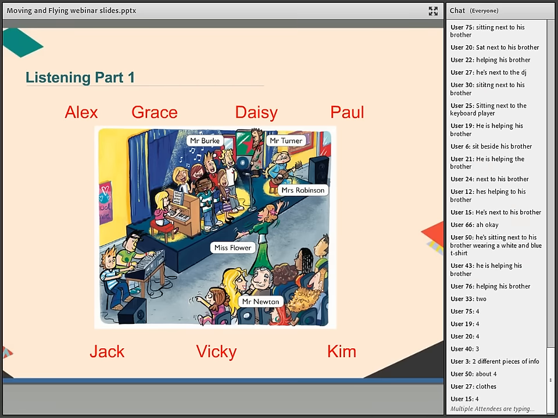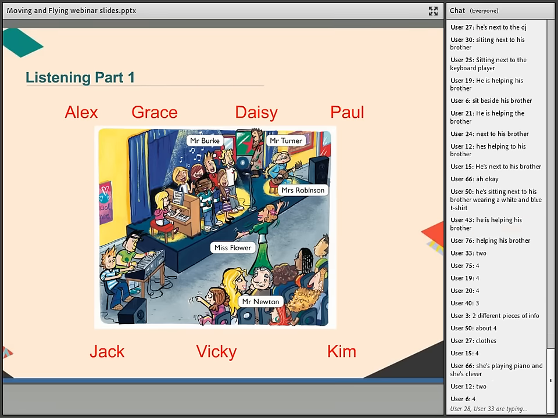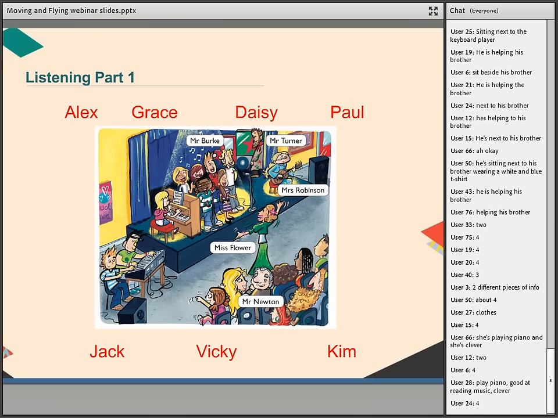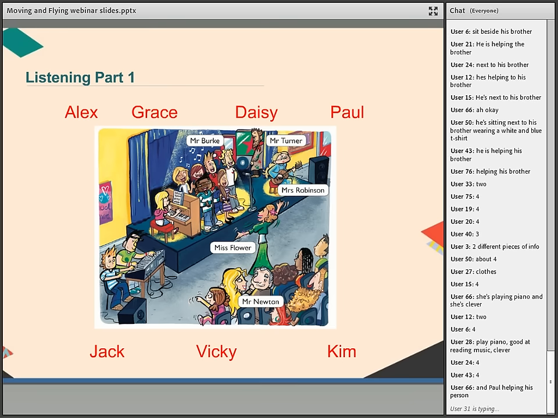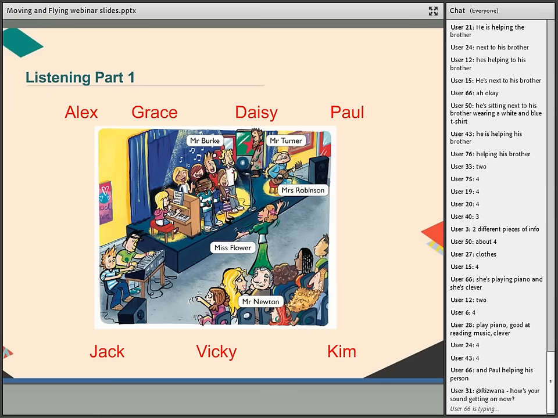Okay, quite a bit of debate here. 2, 3, 4. It depends how finely we break it down, really. But students will always hear at least 2 pieces of information about each person. So they'll very often hear what they're doing, where they are, what they're wearing. So if we tell students that they should hear 2 pieces of information, then if they miss one of them or they don't understand one of them, there will always be another piece of information to help them.